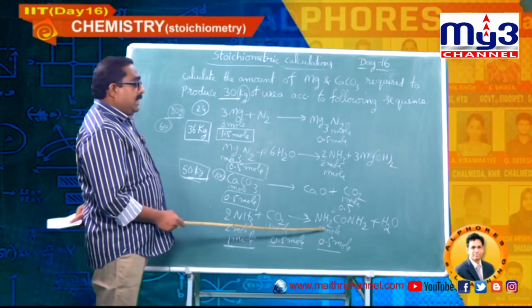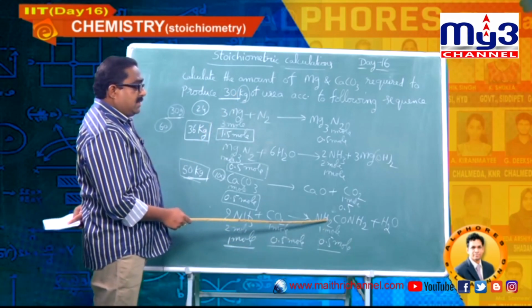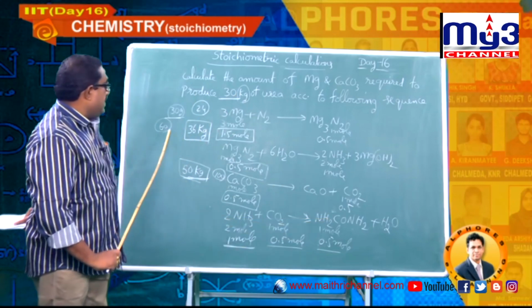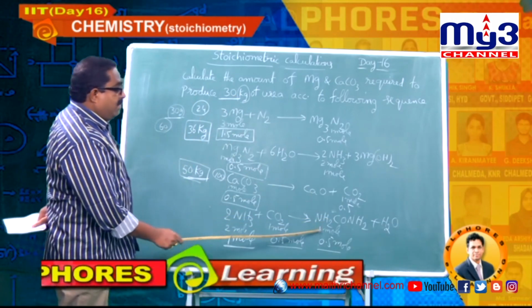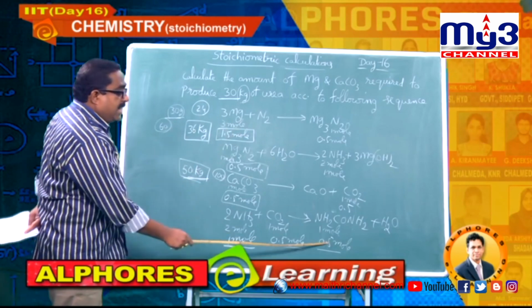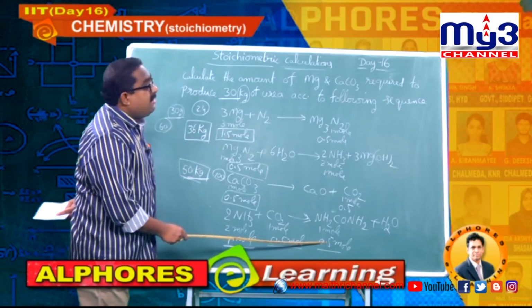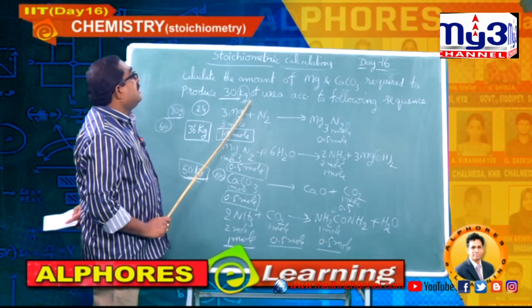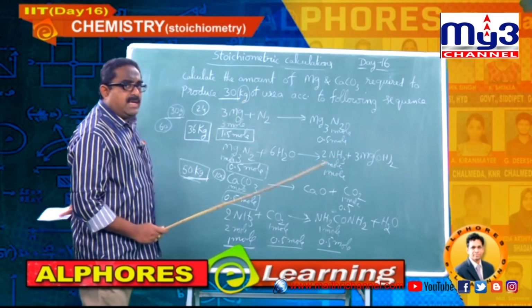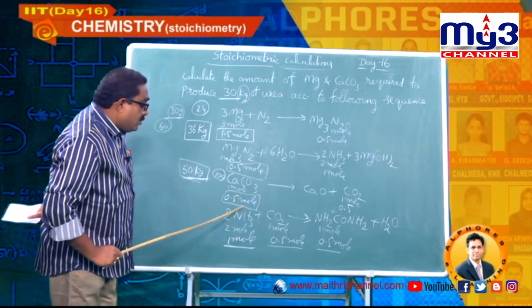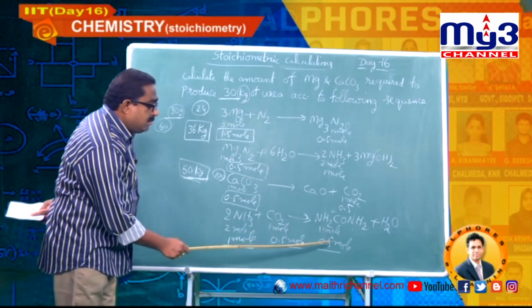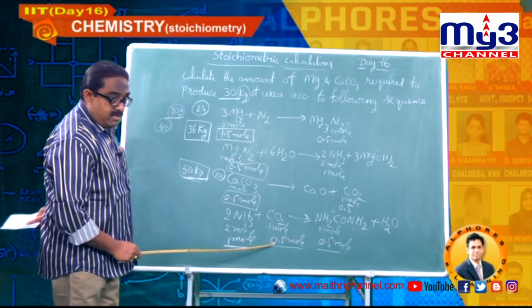So 30 grams means half mole because urea molar mass is 60. 1 mole means 60. Here 0.5 mole is our requirement because I have taken only 30 grams. At the end of the explanation I will change this into kg, no problem. So 1 mole gives 1 mole. 0.5 mole comes from 0.5 mole.